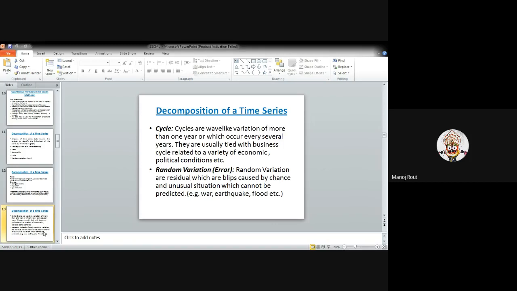Random variations are residuals, which are blips caused by chance and unusual situations that cannot be predicted. Recently you have seen in Lebanon, due to the ammonium nitrate, a huge explosion took place. Due to that random variation in that particular geographical location, it is a blip caused by an unusual situation, which directly affects your time series models. Clear? You can take the example of war also, or earthquake and flood, or even a cyclone, especially in a state like Odisha. The next one is the simple moving average.